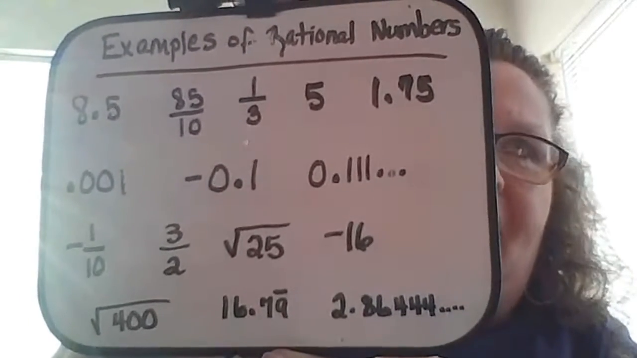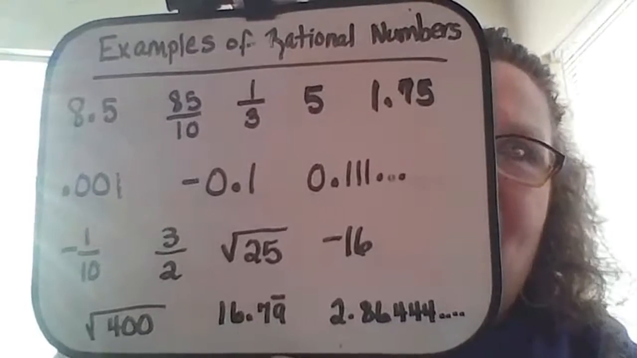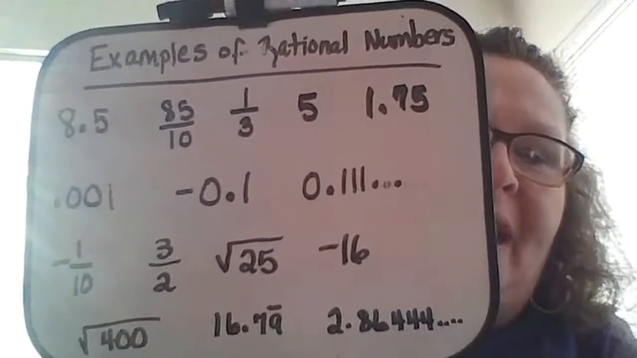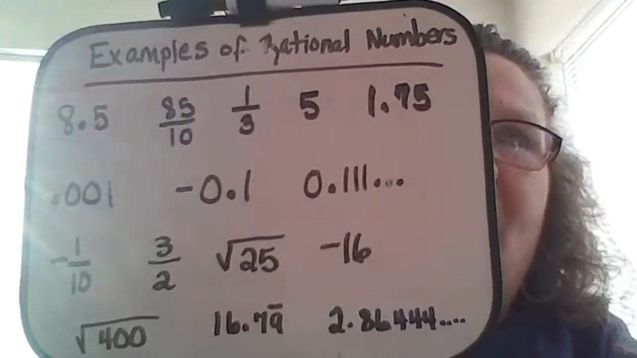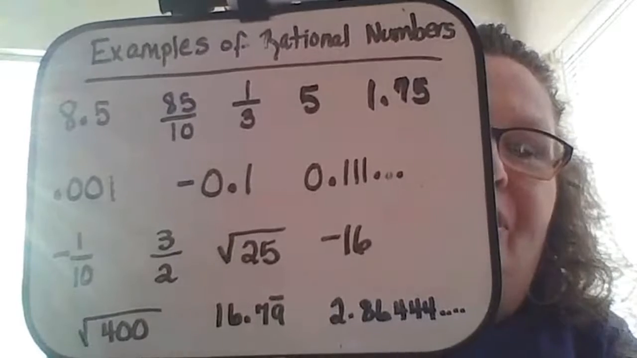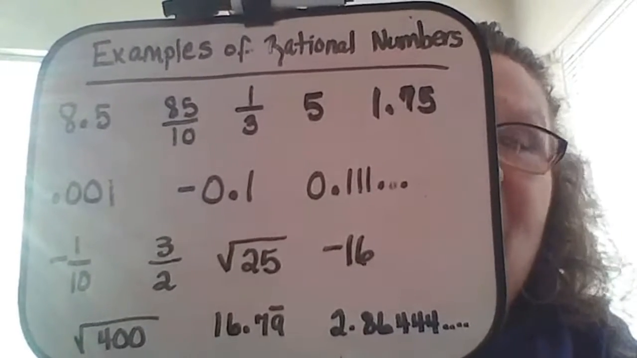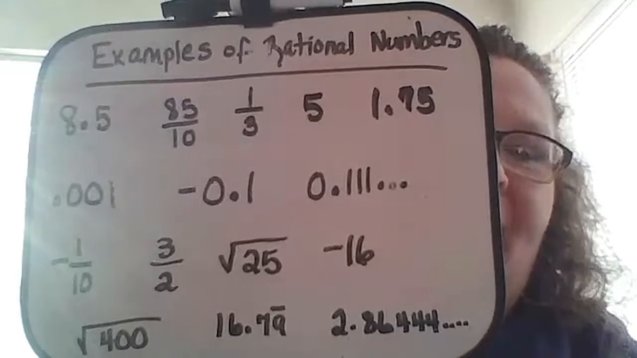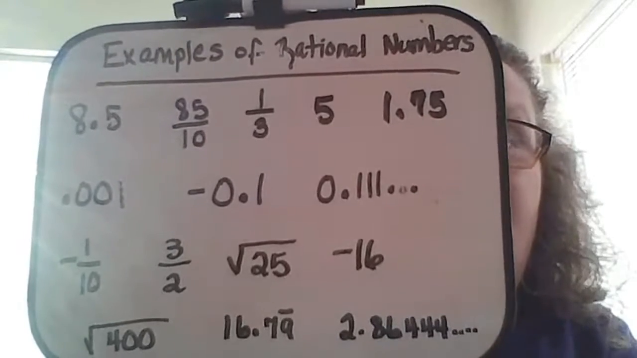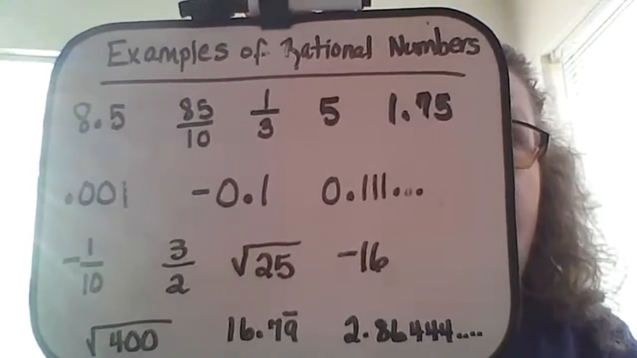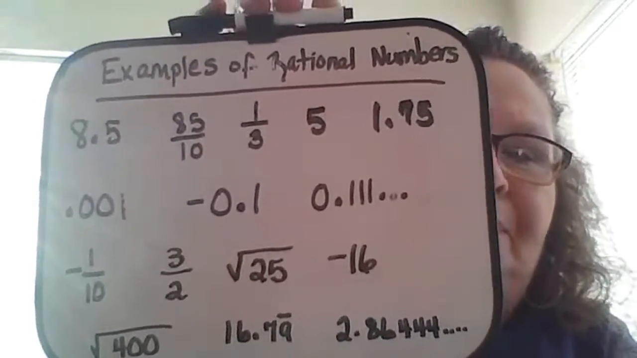Put the two R's together. Repeats means rational. 2.86444... Now the dots after the three fours mean that those fours are going to repeat forever and ever. So since it repeats, it's rational. Like I just said, put the R's together. If it repeats, it's rational.